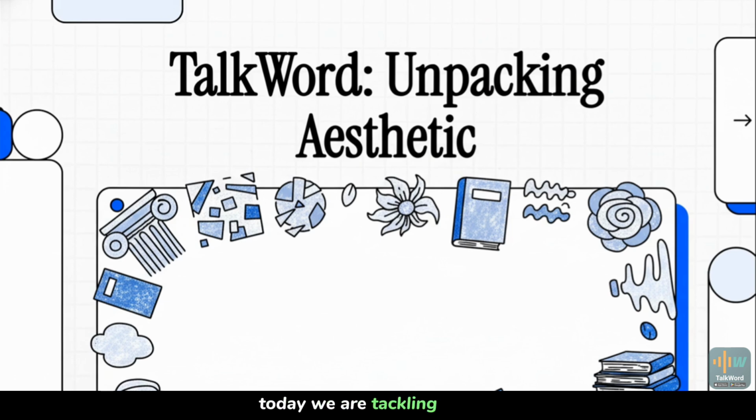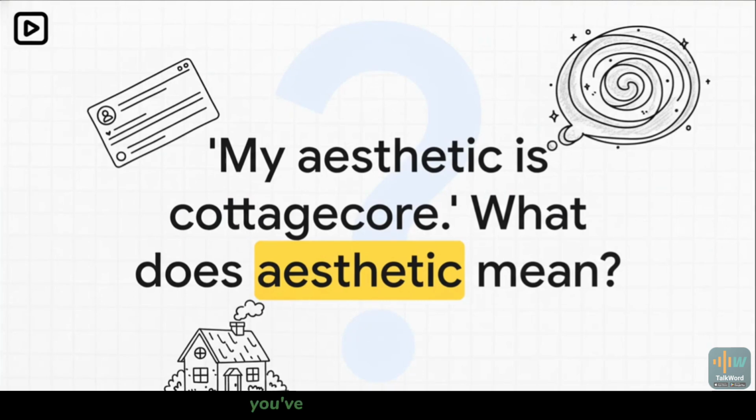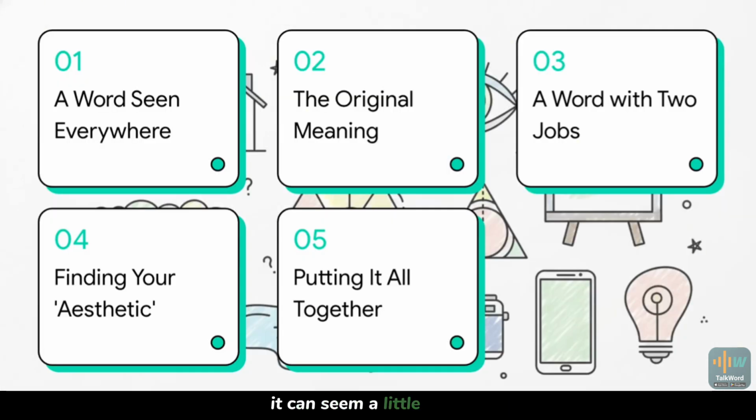Today, we are tackling a big one, a word you have definitely seen online: aesthetic. Okay, let's just get right into it. You've seen this everywhere, right? In an Instagram bio, maybe a TikTok video, someone says something like, "My aesthetic is cottage core," or "that is so my aesthetic." And it sounds cool and all, but what are they actually saying? What does that word really mean? It can seem a little confusing, but don't worry, we are going to break it all down.